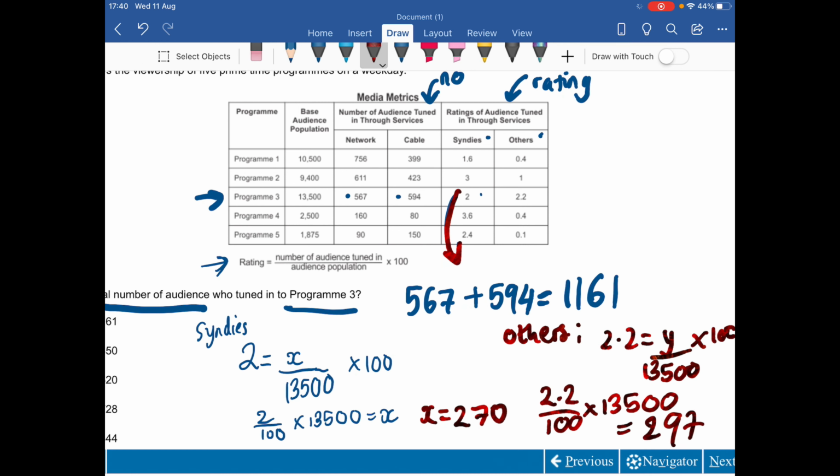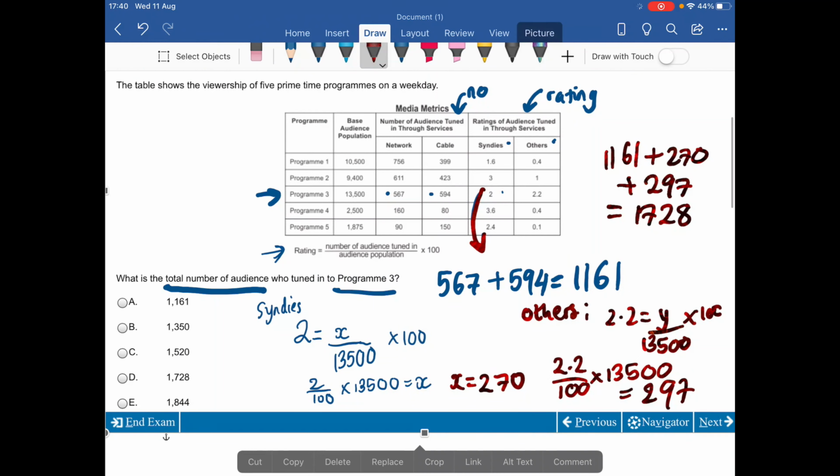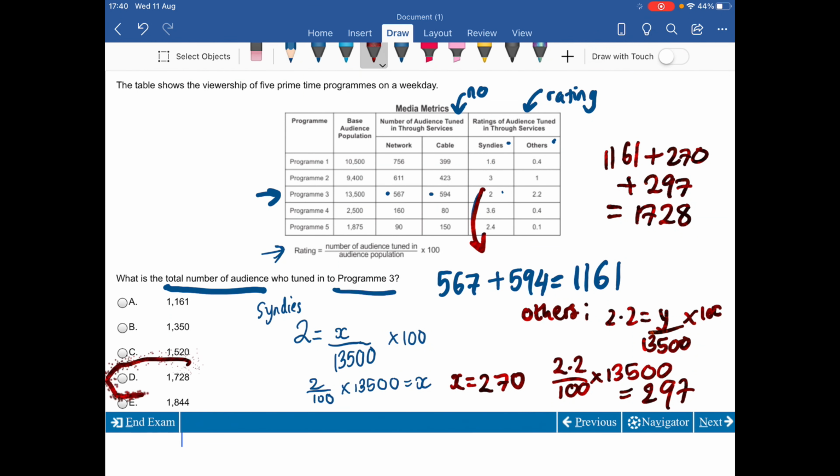So we already know our value for the first two columns is 1161. So we have to just add that to X and Y. So if you just add these numbers on your calculator, that'd be 1728. So that would be answer D.